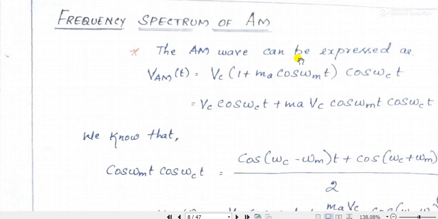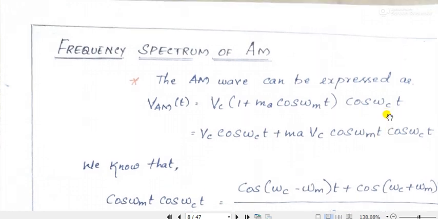Frequency spectrum of AM. So Vam of t is equal to Vc 1 plus Ma cos omega mt, into cos omega ct, and this is the modulated signal of AM. Now we are going to multiply Vc by 1 as well as cos omega ct. So first one Vc cos omega ct, and next one Vc is multiplied by Ma cos omega mt and cos omega ct, so that is Ma Vc cos omega mt cos omega ct.